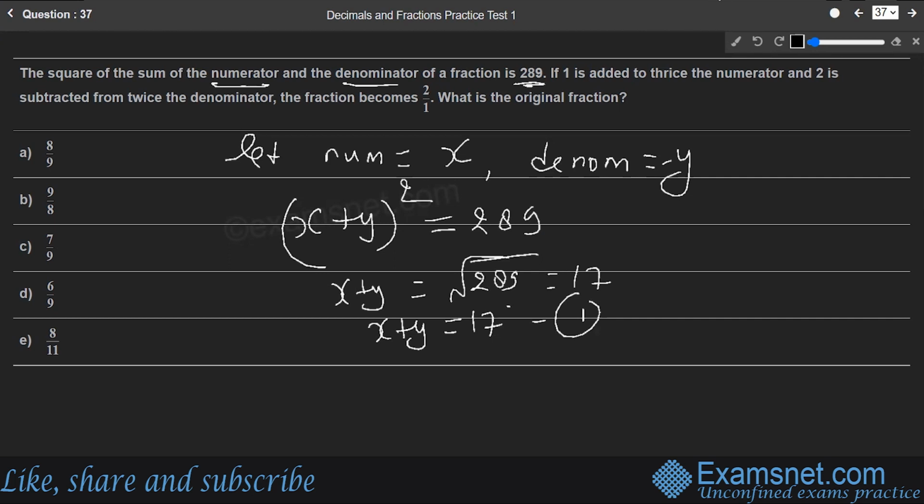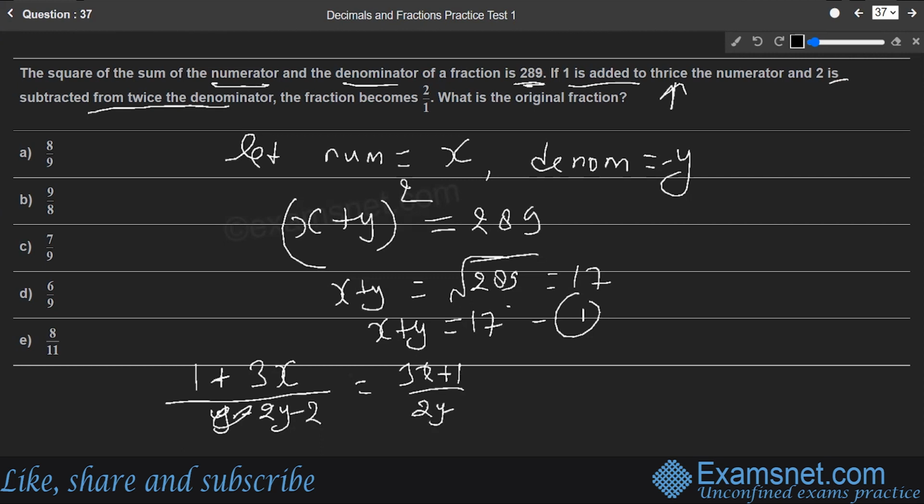Let us focus on the next one. He says, if 1 is added to thrice the numerator, and 2 is subtracted from twice the denominator. The numerator was x, so thrice the numerator with 1 added is 3x plus 1. The denominator was y, so twice the denominator is 2y, and from it 2 is subtracted, so 2y minus 2. So it becomes 3x plus 1 divided by 2y minus 2. And he says the fraction becomes 2 by 1.